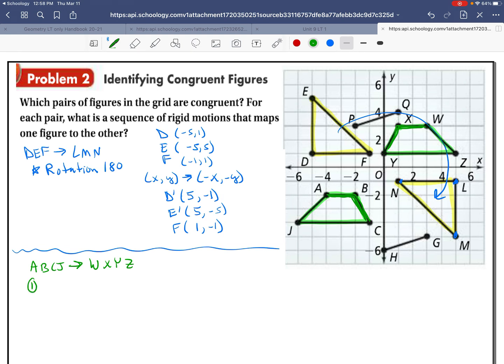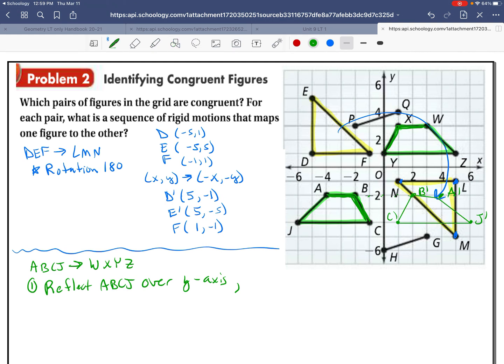So I'm going to start with reflecting ABCJ over the y-axis first. And by doing that, B, 1, 2, 1, 2, becomes here B prime. A, 1, 2, 3, 4, 1, 2, 3, 4, ends up being here. C prime is here, and J, which is at negative 6, goes here, J prime. So I get that triangle. Let's highlight that one.